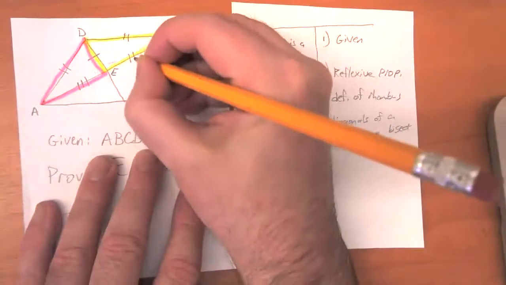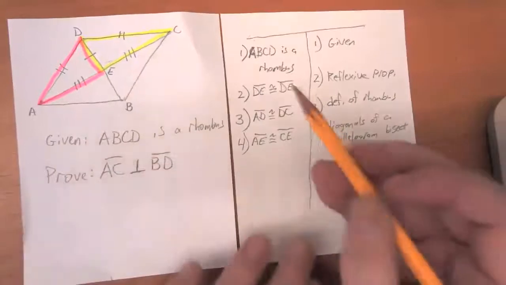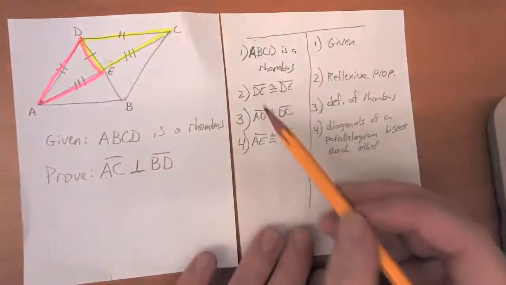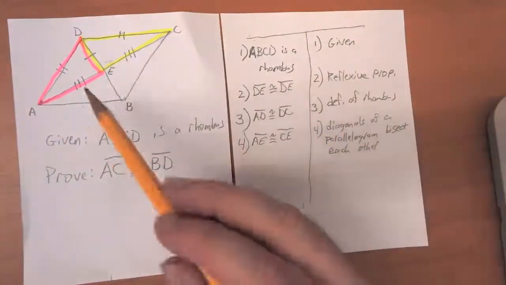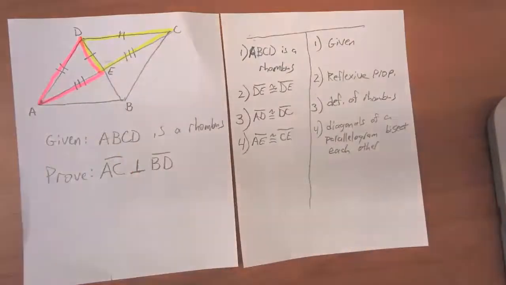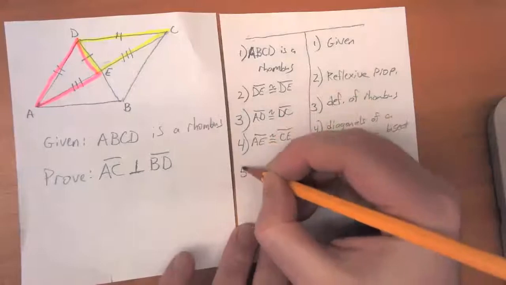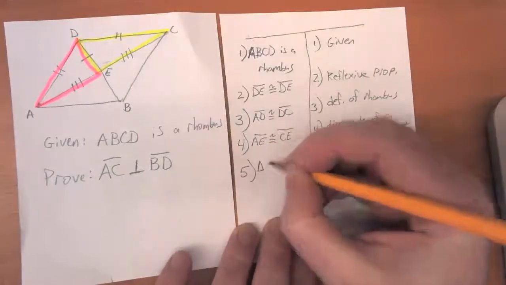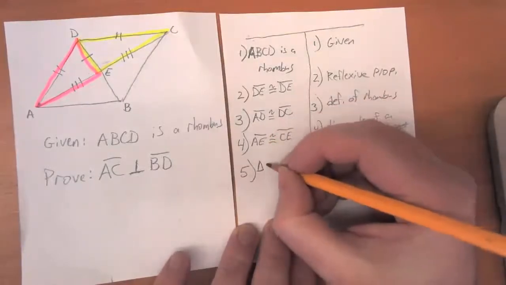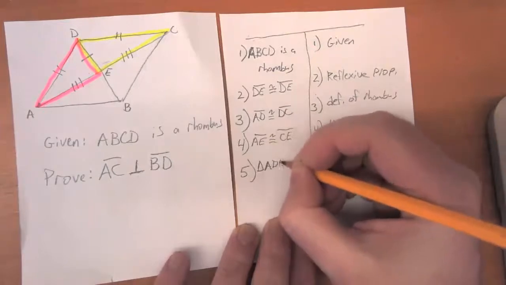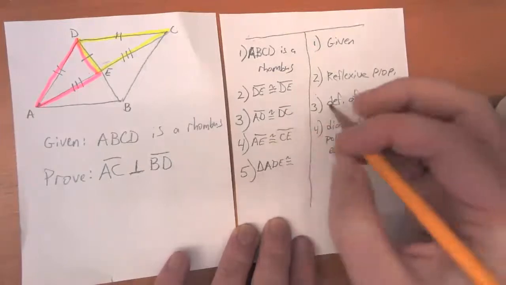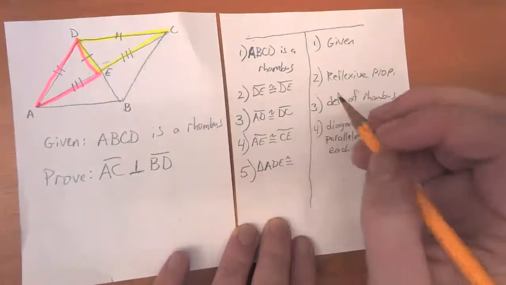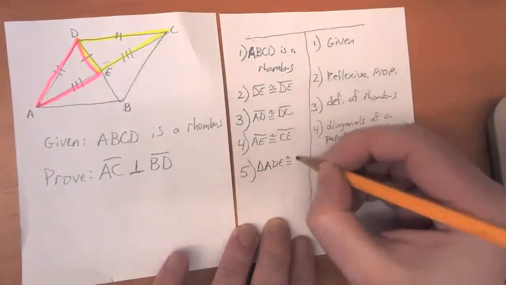So now we've got 3 congruence statements. I also want you to notice every time I come up with a congruent statement in a proof, I mark it in the diagram because that's going to help me when I need to get to the next step, which is where we are right now, of proving the 2 triangles are congruent. So ADE is congruent to CDE.